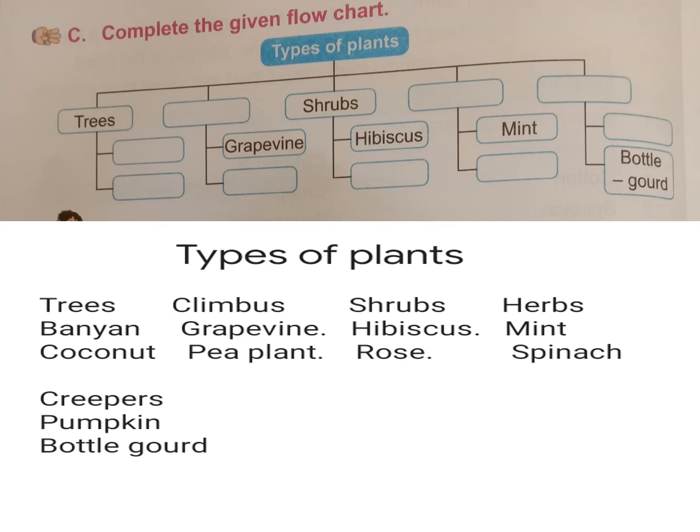And next one, mint. What type of plant? Mint is a herb. Yes or no? Mint is a herb. You want to write in the first box, herb. Look at the screen. The fourth one I have given herbs. Next they give us mint. You want to write another example. What did you write? What is your answer, children? Spinach. You want to write after that mint box. Next box you want to write spinach.